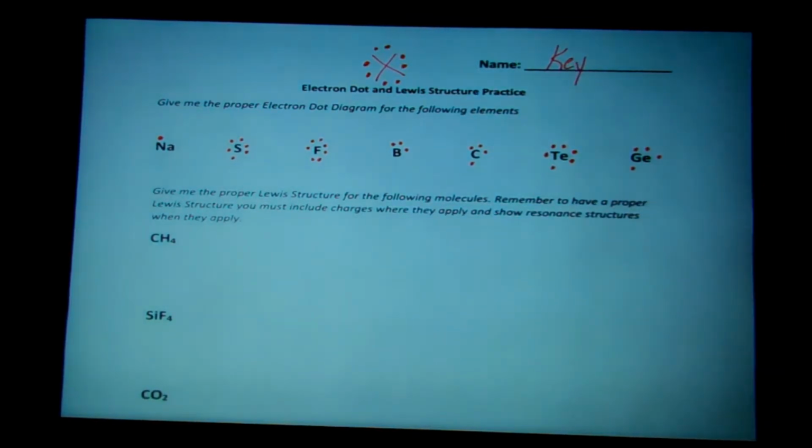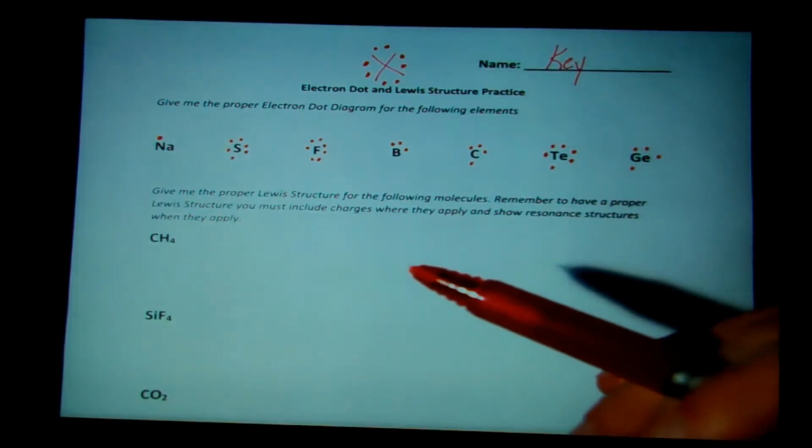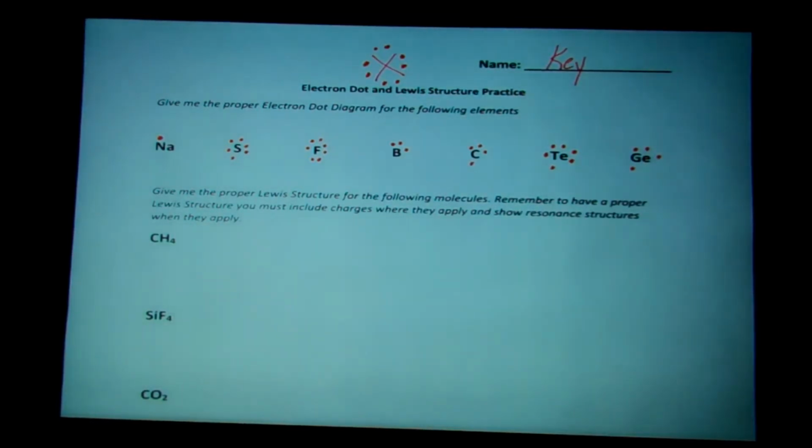Those are not too bad. It's just these Lewis structures I want to make sure you guys are feeling good with. So I'm going to work through these, and I'm going to do everything visually except for dividing out those charges and everything at the end. So let's get started.